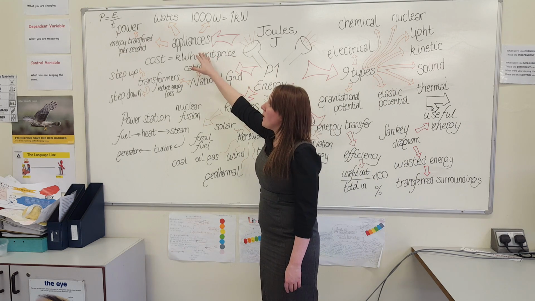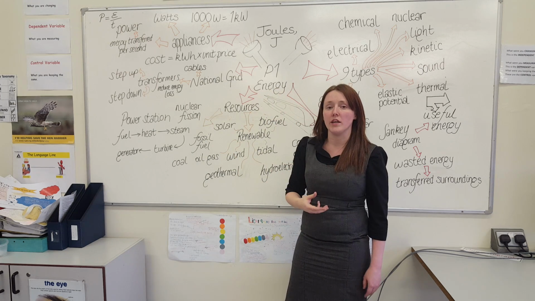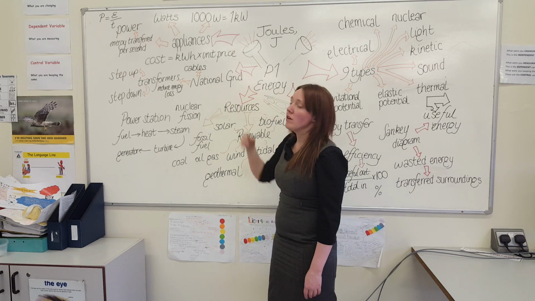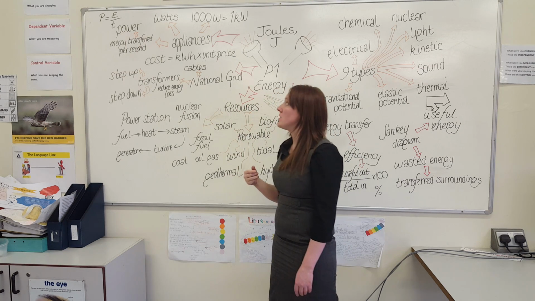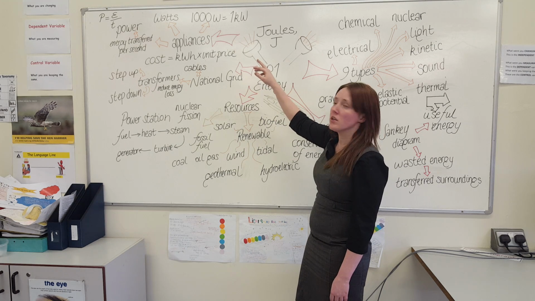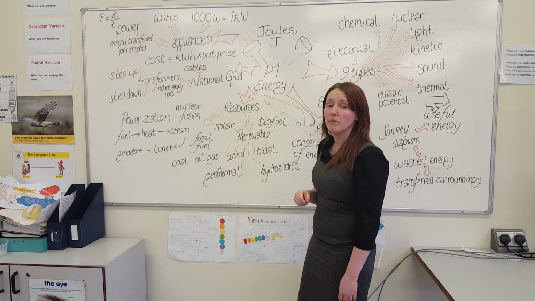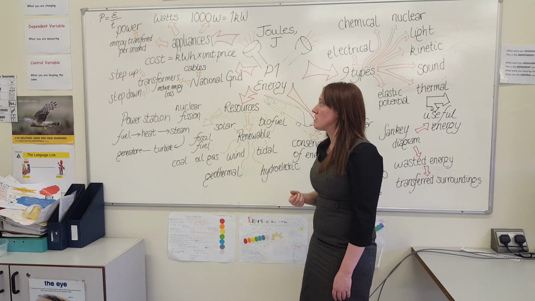Moving on to our appliances. All electrical appliances in your home have a power rating. Power is the amount of energy transferred per second. P equals E divided by T. And we measure it in watts. 1,000 watts equals 1 kilowatt. And you need to know this to be able to work out electricity bills.